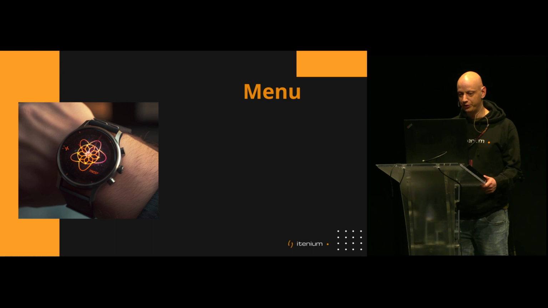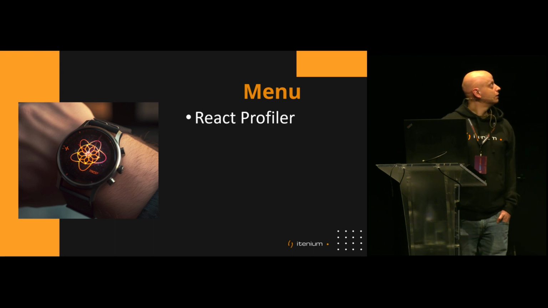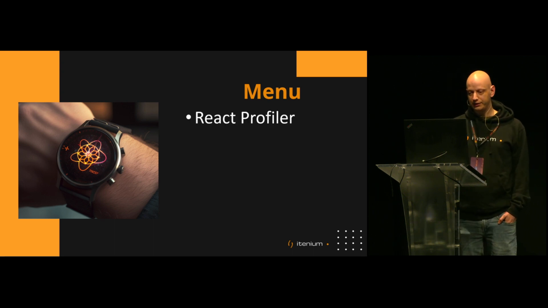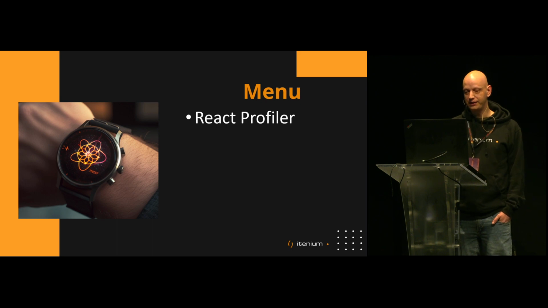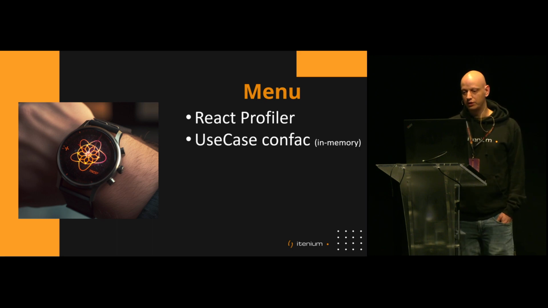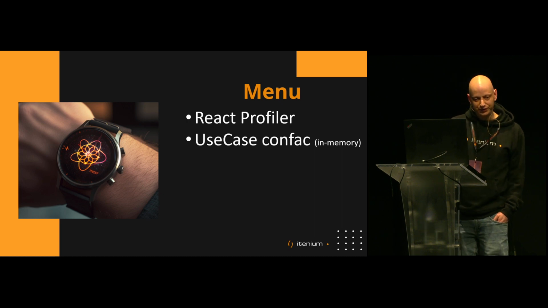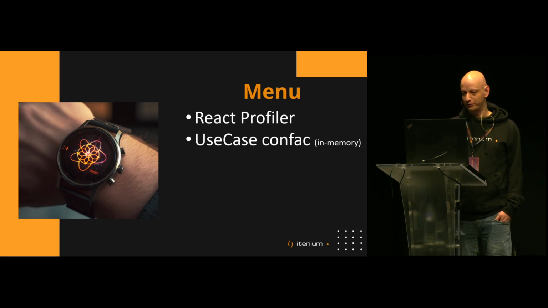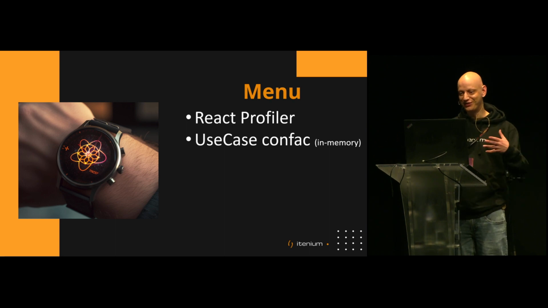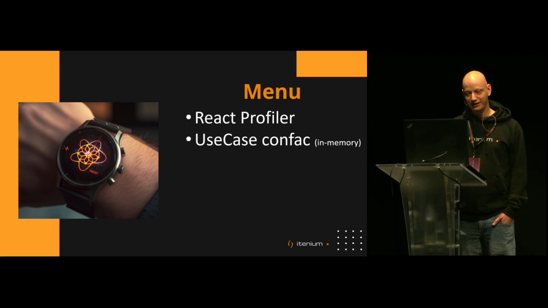So what's on the menu? First, we're going to talk a bit about the React profiler. It's pretty basic, but excellent at what it does. And then we're going to look at a real-world use case. It's our internal invoicing application, Config. And I put "in memory" in there, because at the startup of the program, we just load the entire database into memory in the front end and then work with the Redux store.